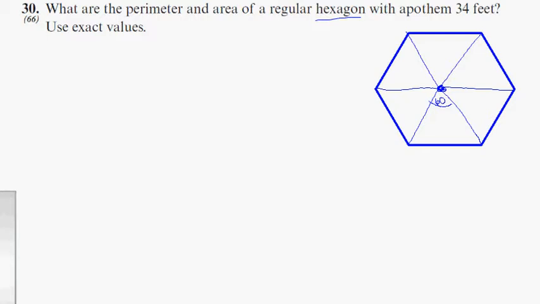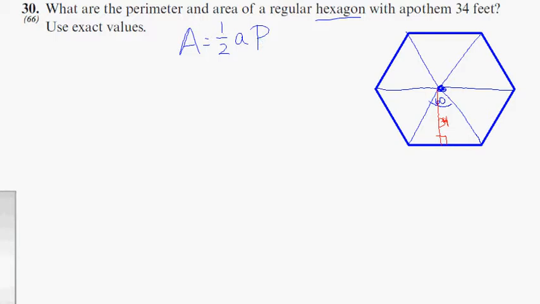The apothem is 34 feet, so that gives us this distance right here. Now that's also a right angle, so this is 34 feet, okay? So a good sketch is a very excellent start. We know that the formula for the area is equal to 1/2 apothem times the perimeter, okay? Well, we have the apothem. All we need to find is the perimeter. So let's work towards finding the perimeter.